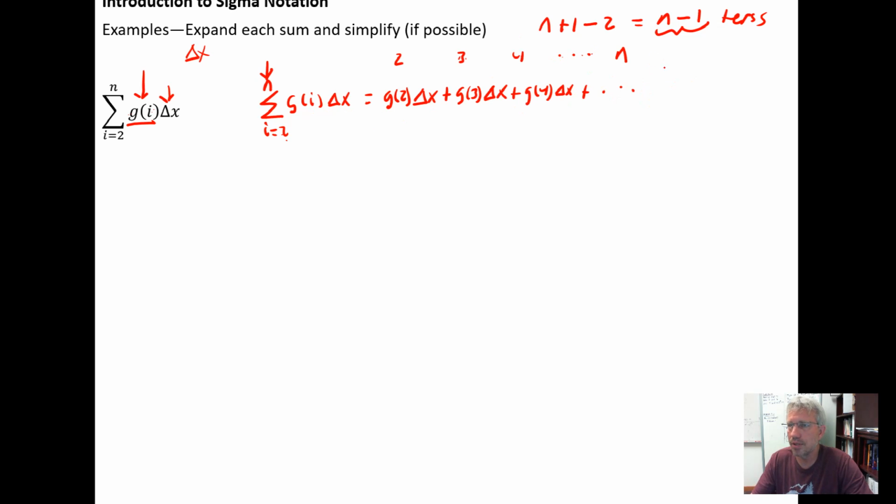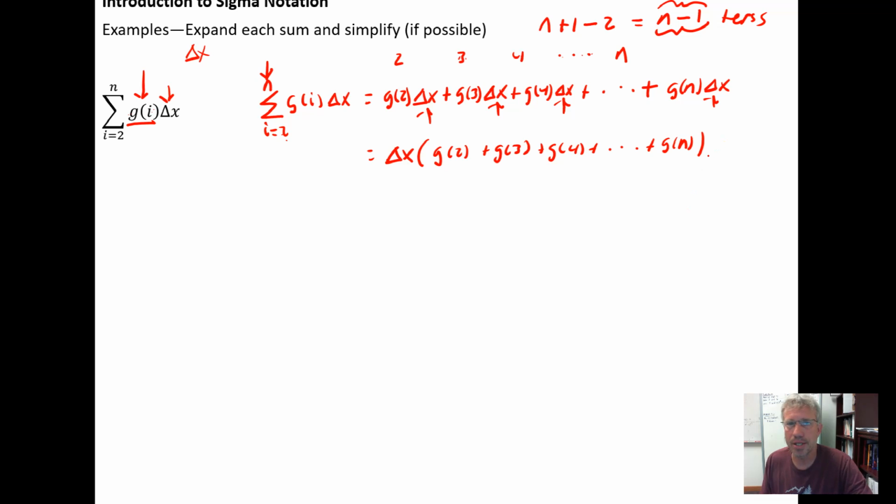There's going to be a whole bunch of these because we don't know what n is. We don't know what these terms are going to look like just yet. We know there's going to be n minus 1 of them, though. And when we get to n, that's going to be g of n times delta x. And what I want to notice here is that the delta x shows up in each of the expressions that are being summed. So I could actually factor the delta x out, which would leave me g of 2 plus g of 3 plus g of 4 plus dot dot dot all the way out to the n minus first term, because there are n minus 1 terms, which is g evaluated at n.